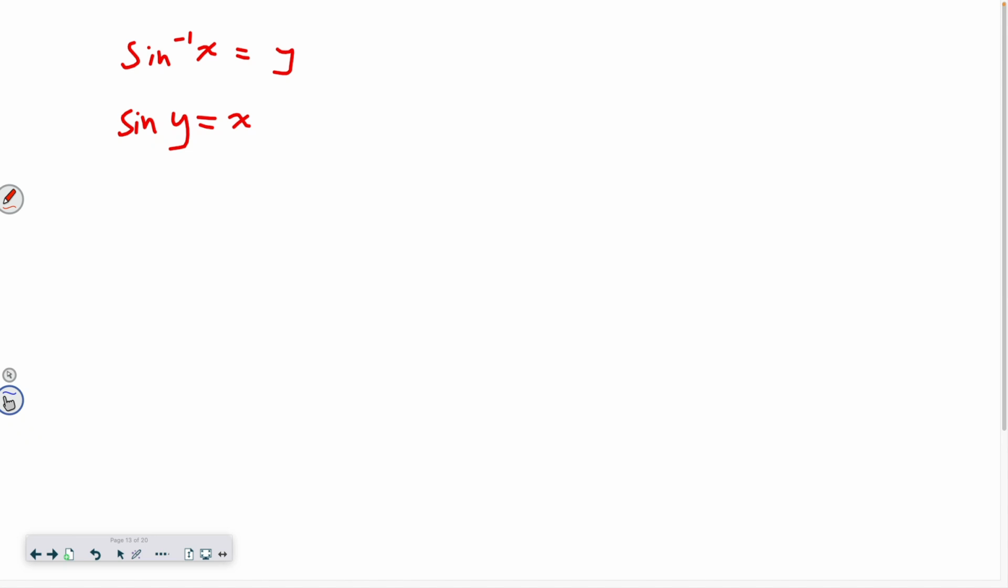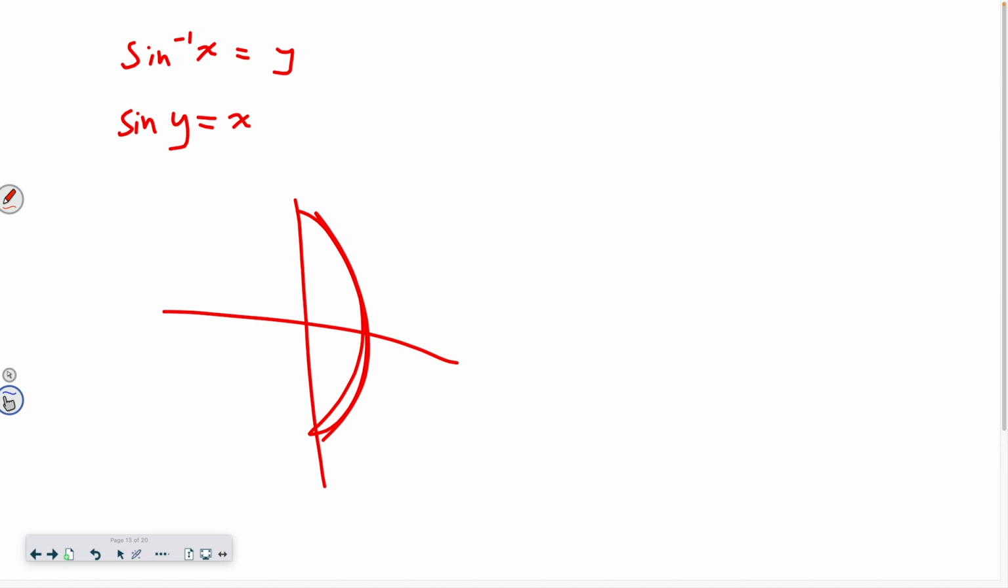Just to be clear, none of that has to do with what we're talking about. Inverse sine, you may recall, finds an angle in the first and fourth quadrant, and that's from negative pi over 2 to pi over 2. Because otherwise, the inverse sine won't be a function.